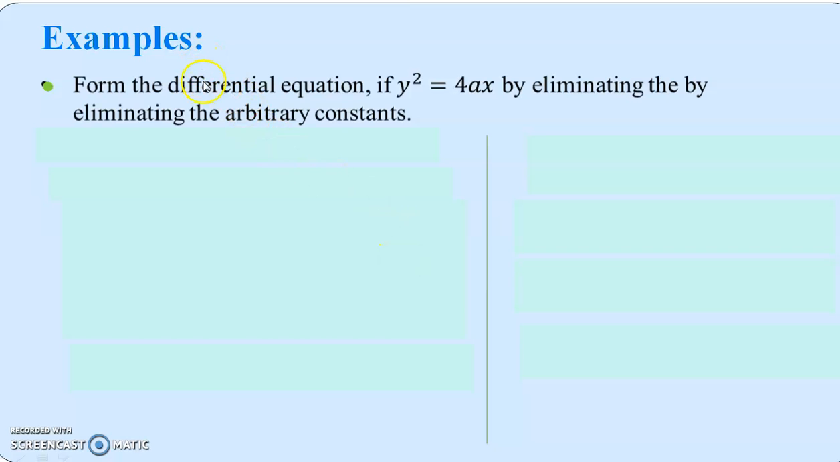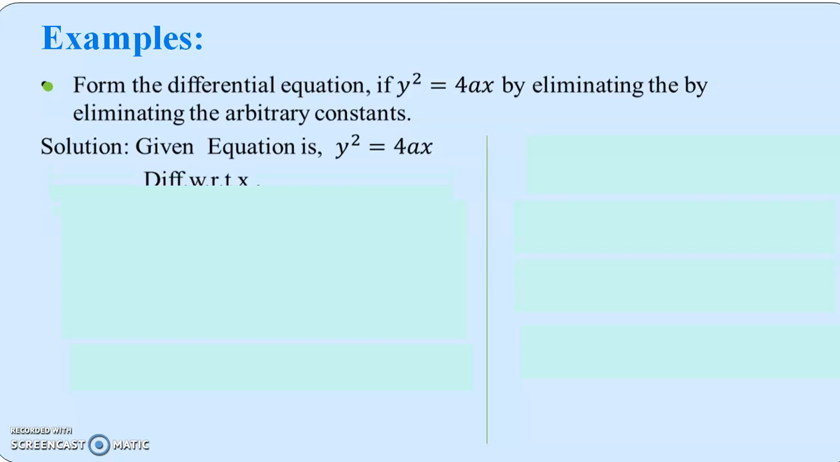First example: form the differential equation if y square is equal to 4ax by eliminating the arbitrary constant. So here the given relation is y square is equal to 4ax. From that we have to form the differential equation. In this equation, a is the arbitrary constant. So there is only one constant, so we have to take the derivative only once.